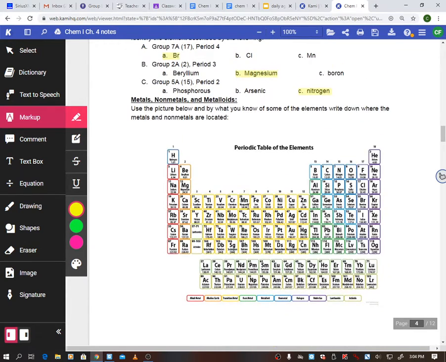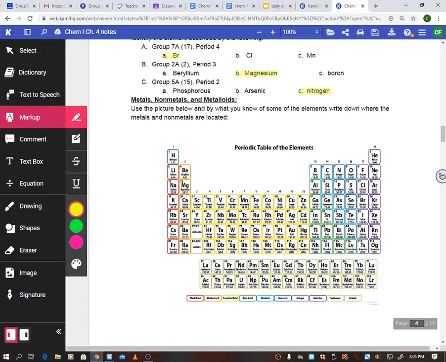All right, so then we're going to look at our metals, our nonmetals, and our metalloids. And it says, use the picture below, and by what you know of some of the elements, write down where the metals and nonmetals are located. So this is really important because in past years, kids would always struggle with which side is my metal and which side are my nonmetals. And I finally got to a point where I would ask them, well, you know what oxygen is? It's a gas. Is that a metal or a nonmetal? And they would say nonmetal. I'm like, okay, well, you know what side your nonmetals are on then. So that's what I want you guys to do.